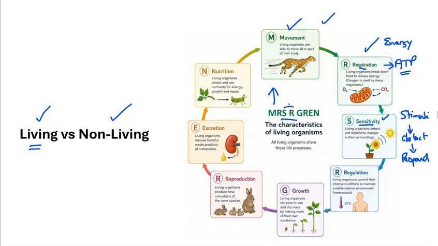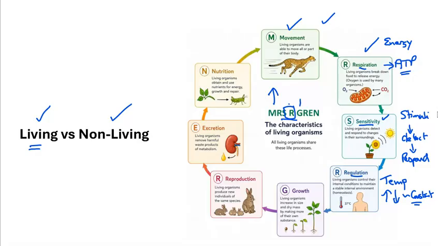Now, the R of Mrs. GREN stands for regulation. Living things in different ways attempt to regulate their internal conditions so that they can optimize their chemistry for life. An example which we can easily understand in regulating is that of regulating body temperature. So if the temperature increases or decreases, our body temperatures remain roughly constant. And we'll explore the reasons for this regulation in different parts of the syllabus.